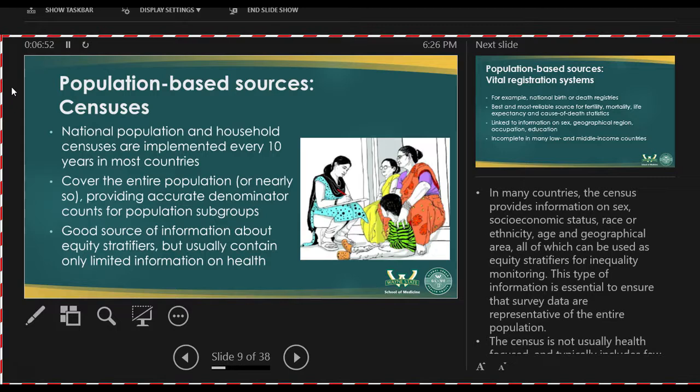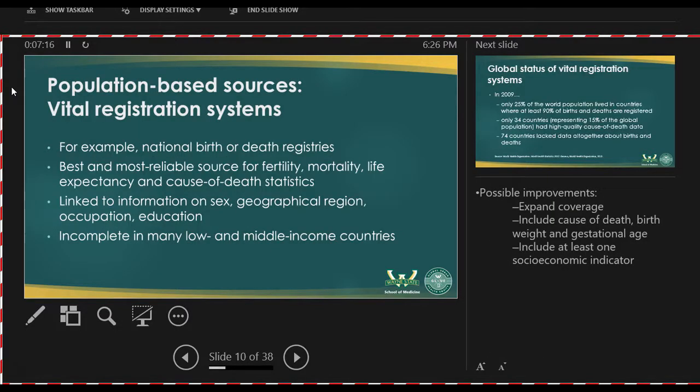Most national bodies have a census, and they implement it every 10 years. The US has one, India has one. They usually cover the entire population, and they provide a good denominator when you're doing population subgroups. So it's a good source of information but only contains limited information on health. It's more demographic. With census, you talk more demographic. It doesn't contain that much information on truly health.